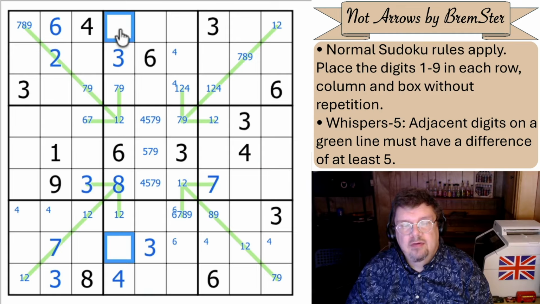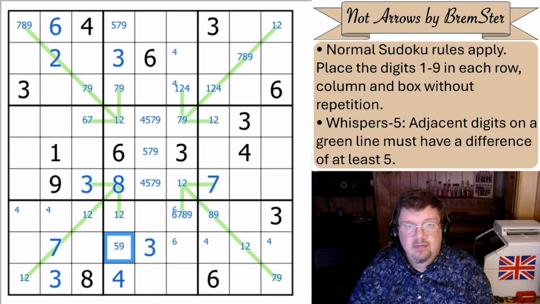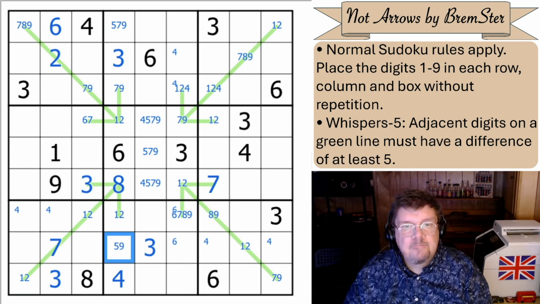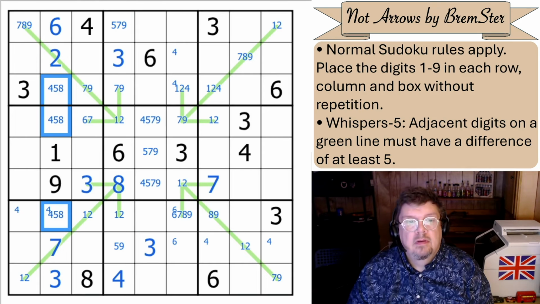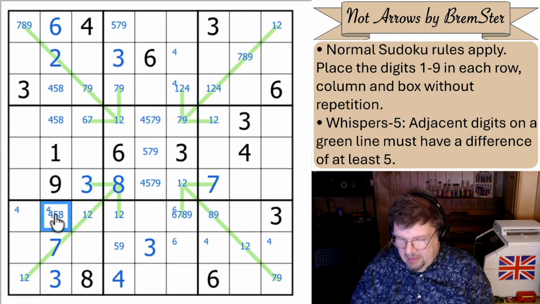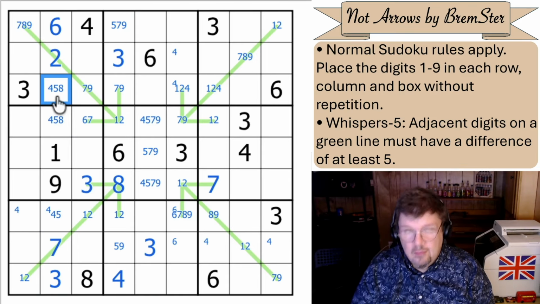Okay, so in this column we only have 3 different digits left, so that's 5, 7, and 9, and this one is not a 7. This column is restricted. They are 4, 5, and 8. This one is not an 8. That's not a 4.